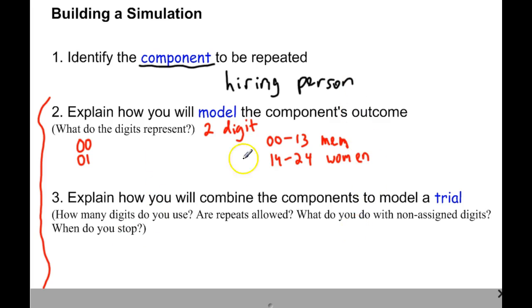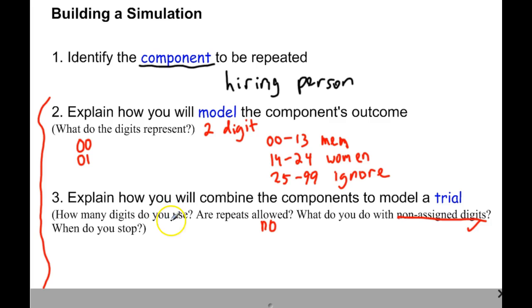Now, I say 2 and 3 go together. We have to be specific now. What do we do with the rest of the numbers? Will it be any non-assigned digits? Well, we are going to take 25 through 99, the rest of the 2-digit numbers, and we're going to ignore those completely. We got that. Are repeats allowed? You can't hire the same person for 2 different positions, so we're going to say no repeats are allowed there.